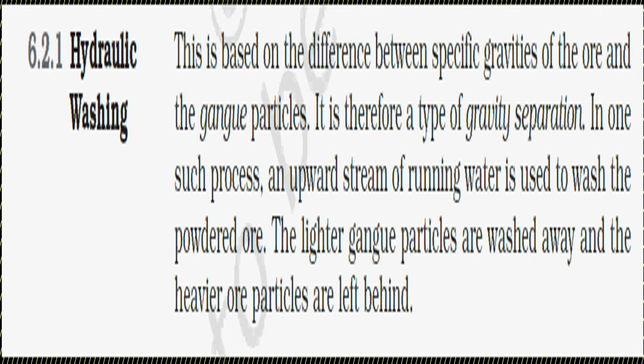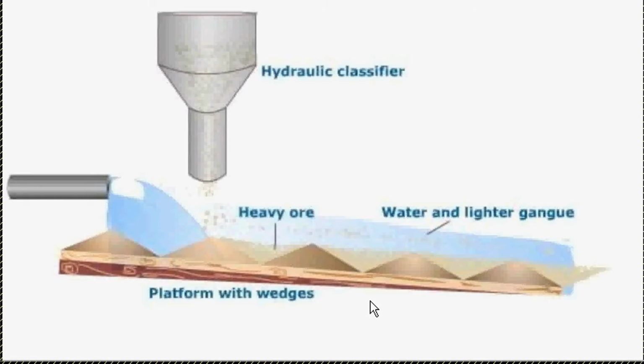First one is hydraulic washing. Washing ore with water is called hydraulic washing. In this method, an upward stream of running water is used to wash the powdered ore. The lighter gangue particles are washed away and the heavier ore particles are left behind. Now, this is based on the difference between the specific gravities of the ore and the gangue particles. It is therefore also known as gravity separation.